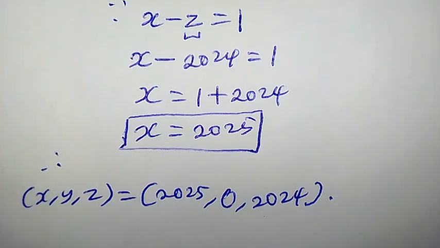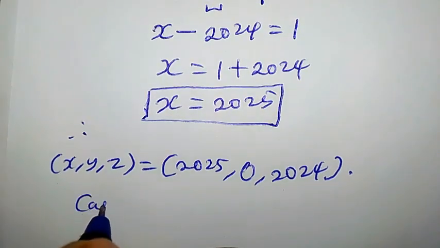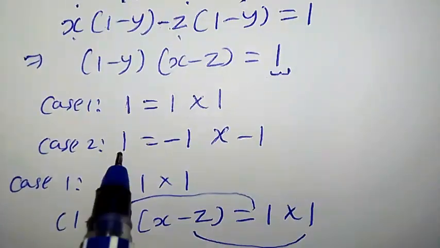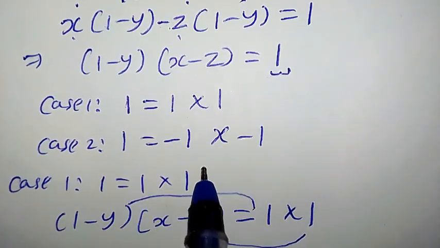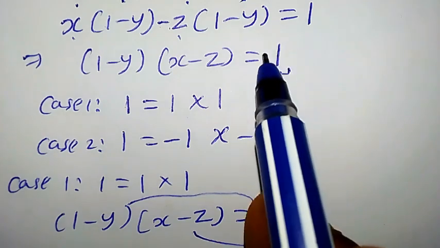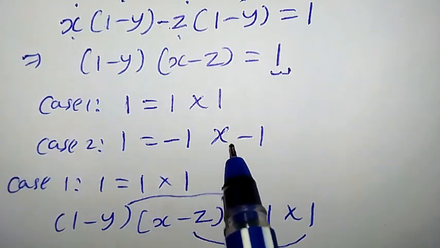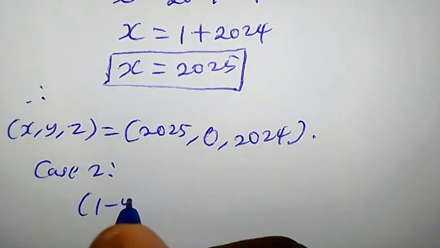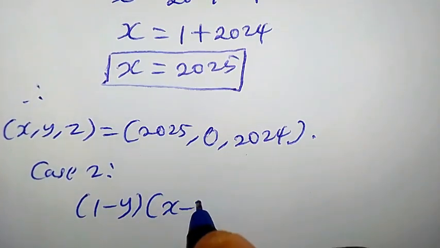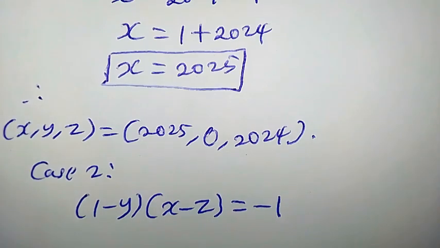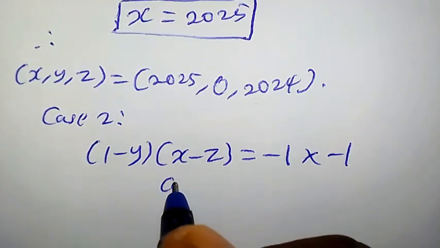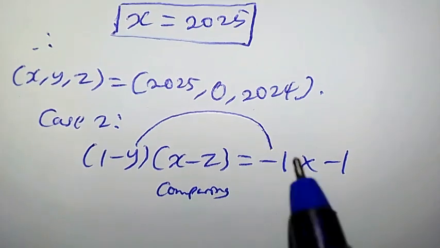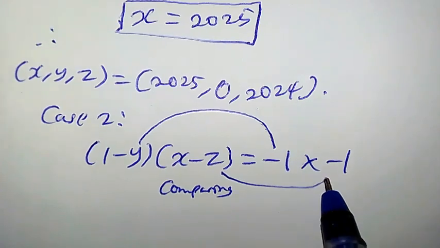Now, let us consider the second case. Case 2 says 1 is equal to minus 1 times minus 1. This means that we have to replace this particular 1 with minus 1 times minus 1. Doing that, we're going to have 1 minus y times x minus z equal to minus 1 times minus 1. By comparing, 1 minus y will be equated to minus 1, and x minus z will be equated to minus 1.